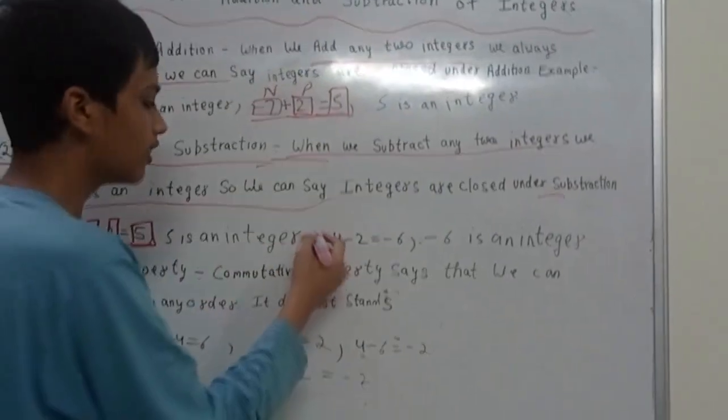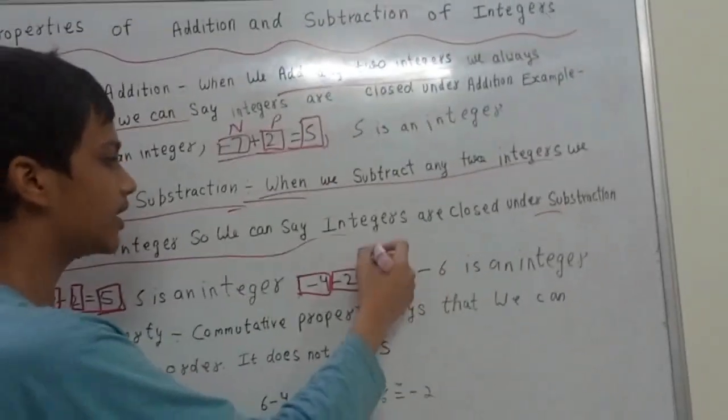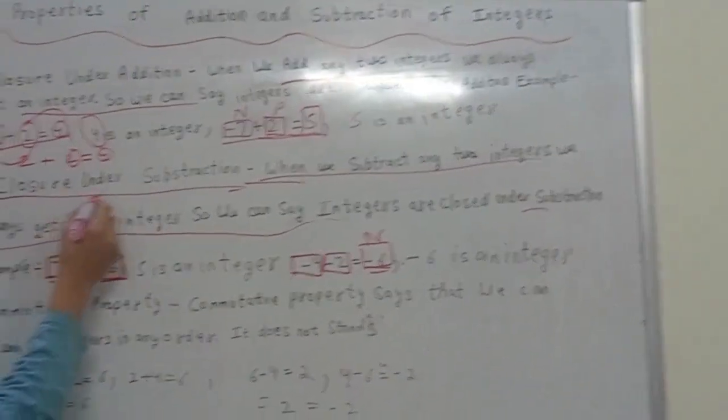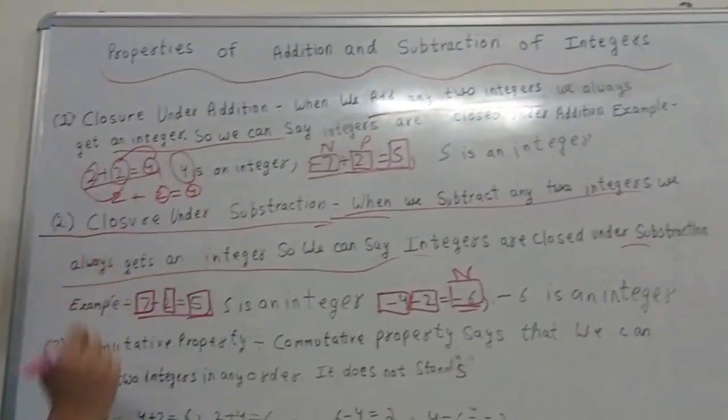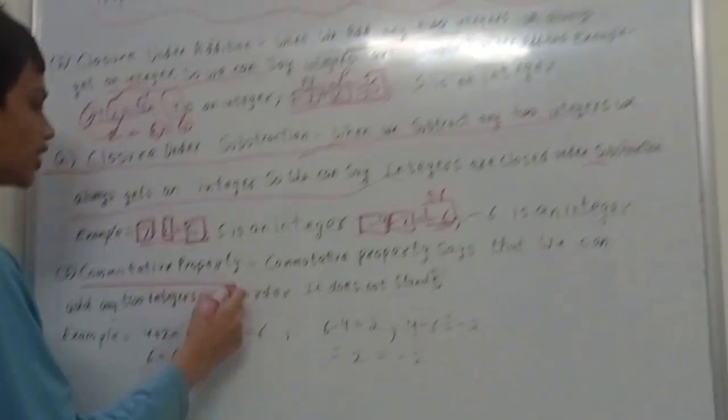And the second, minus 4 minus 2, we are subtracting them and getting minus 6, which is a negative integer. It is an integer. So we can say that subtraction is also closed. So the third property is commutative property.